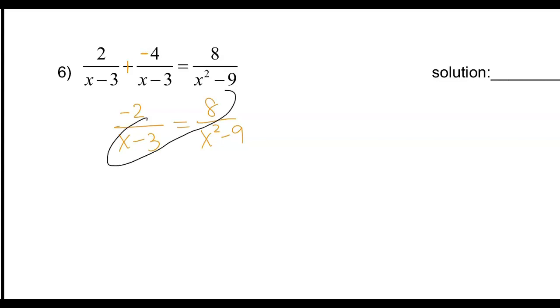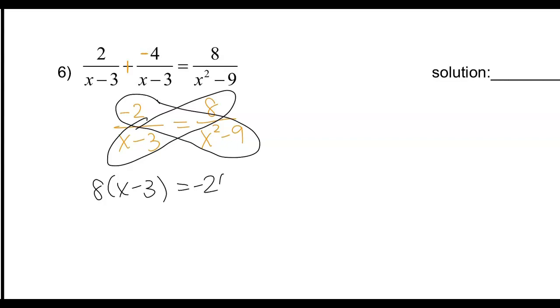So multiply this and set it equal to the product of this. I'm going to give you about a 2-minute head start.